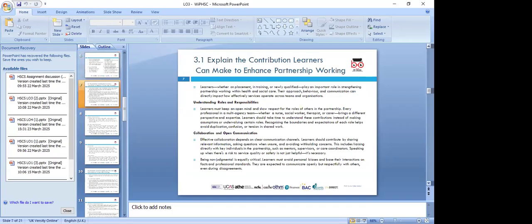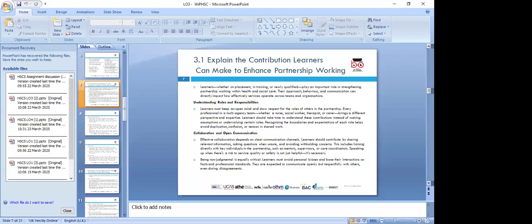Okay, so what then will be the contribution of learners, or what can learners do to enhance partnership working? Learners, whether on placement or training or newly qualified, play an important role in strengthening partnership working within health and social care. Their approach, behavior, and communication can directly impact how effectively services operate across teams and organizations.